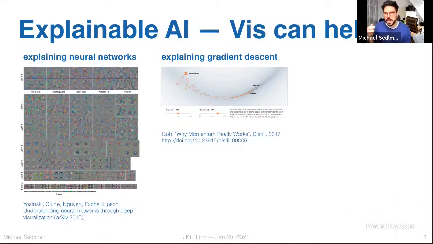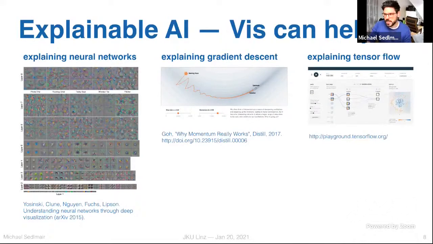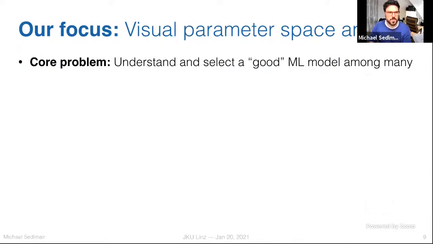And I think by now you could list hundreds of examples here, easy ones like explaining gradient descent, or even here, explaining TensorFlow. There's this TensorFlow playground tool that you probably have seen. It's very nice. If not, please take a look. I think those are interesting and nice tools.